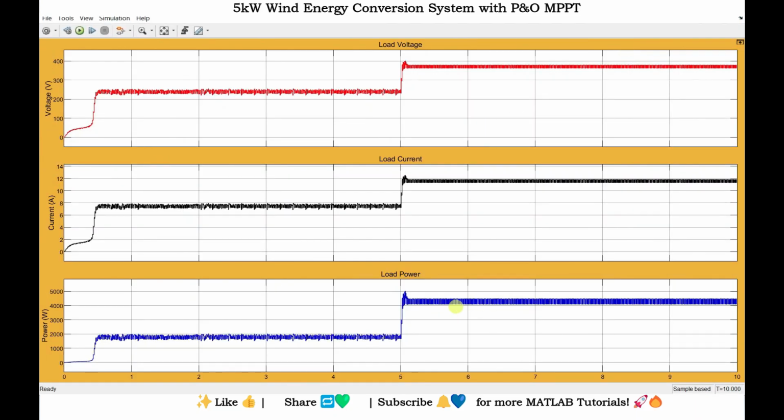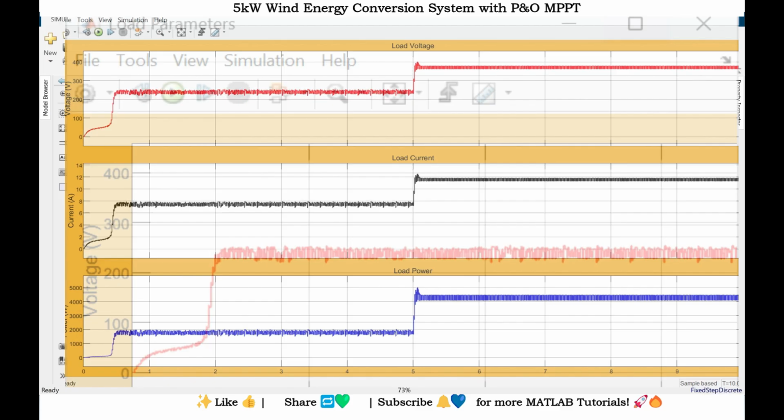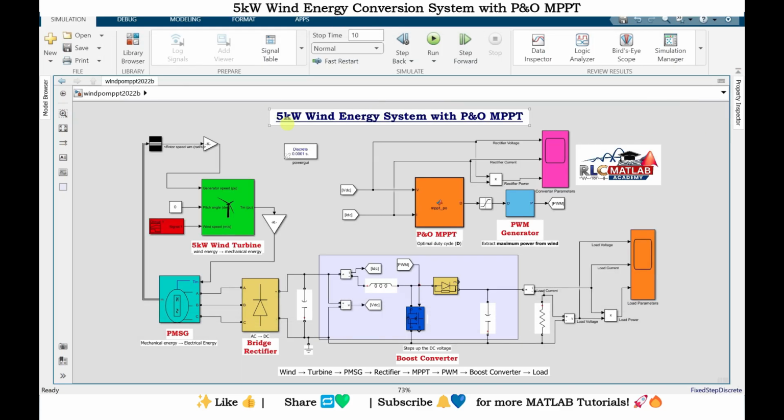On the load side we need to check, it should be 4 to 5 kilowatt. You can check that we have achieved 4.5 kilowatt. For the 5 kilowatt wind turbine, we have achieved this by using PO MPPT control to extract the maximum power from the wind. Thanks for watching our videos. Thank you so much.